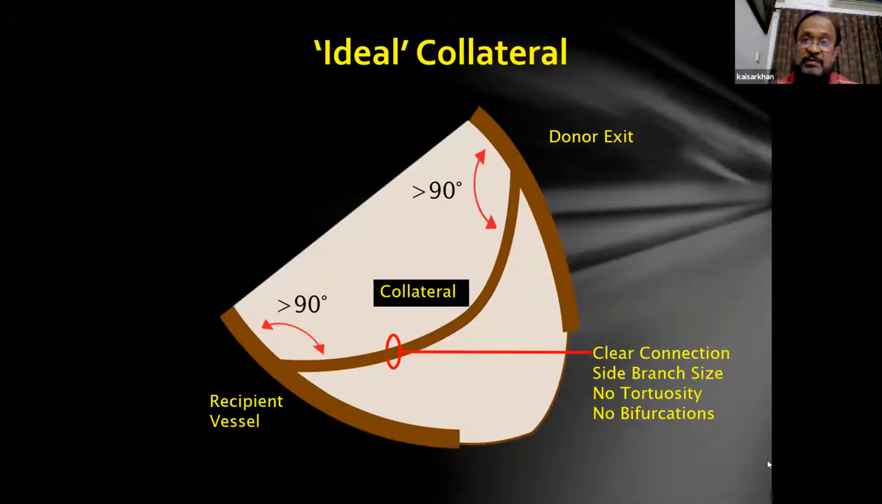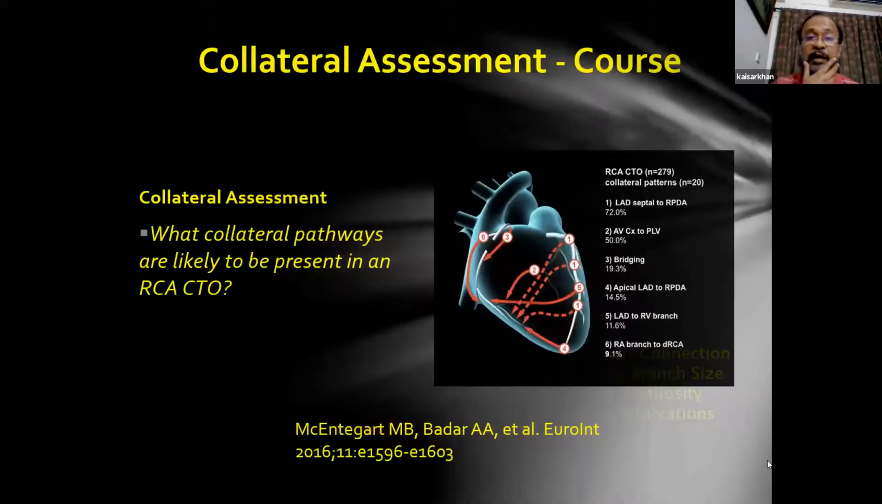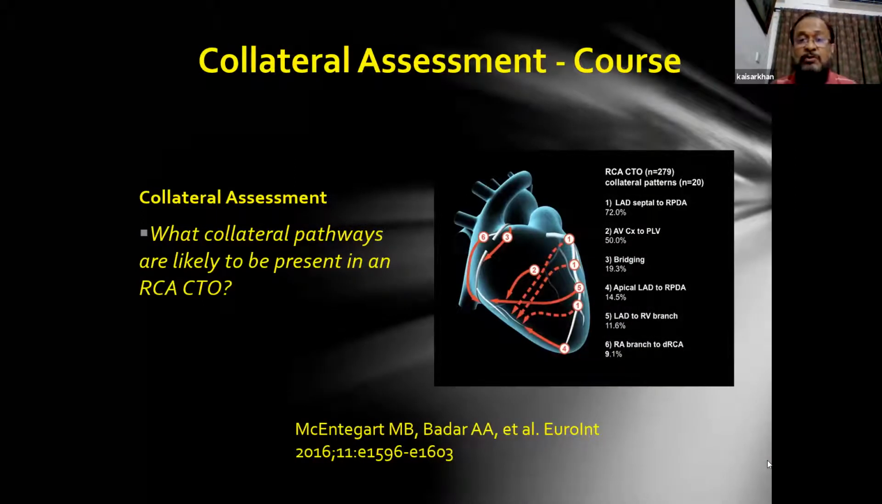Next, you have to identify ideal collateral. An ideal collateral is when the origin and insertion angle is more than 90 degrees. That means obtuse angle, clear connections, no side branch, no tortuosity, no bifurcation. And you have to assess the collateral course. So for RCA CTO, there are so many collaterals you can see in the pictures, but usually we go from LAD septal to RPDA, or AV to AV circumflex to PLV, or apical LAD to RCA PDA. These are the 3 commonly taken to pass the retrograde wire.